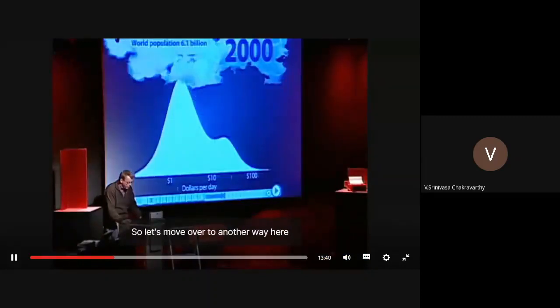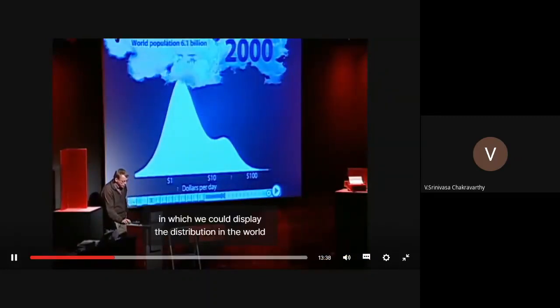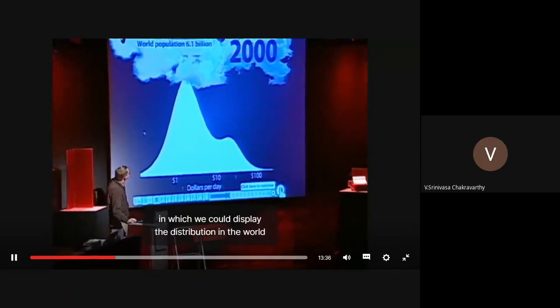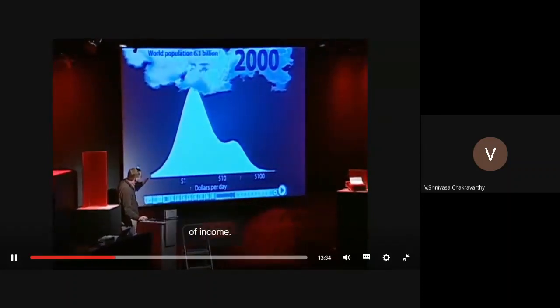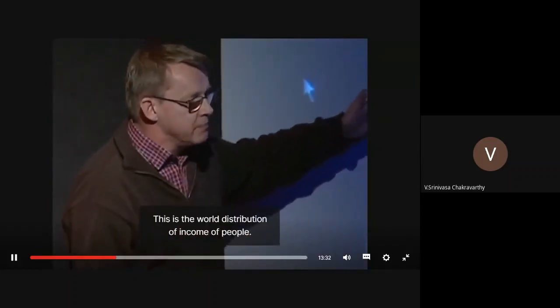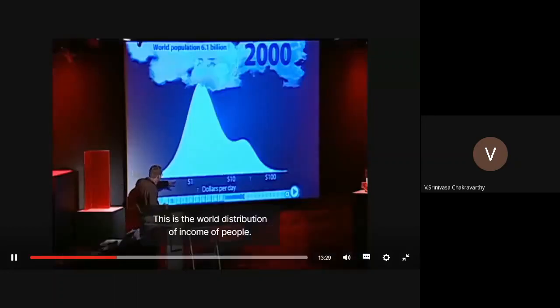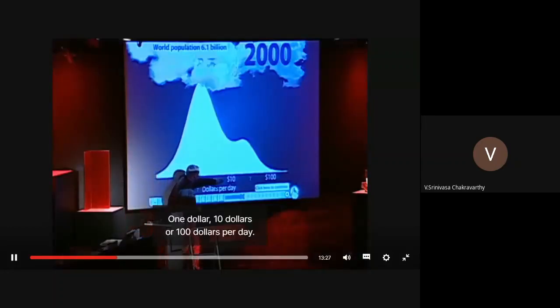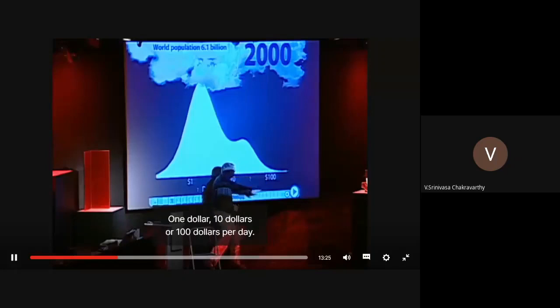So let's move over to another way here in which we could display the distribution in the world of the income. This is the world distribution of income of people. $1, $10, or $100 per day.